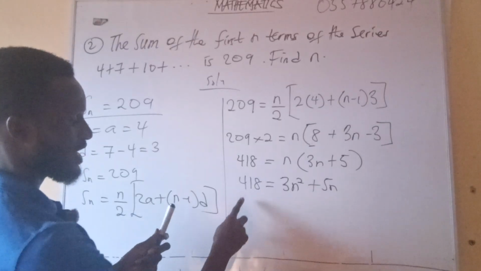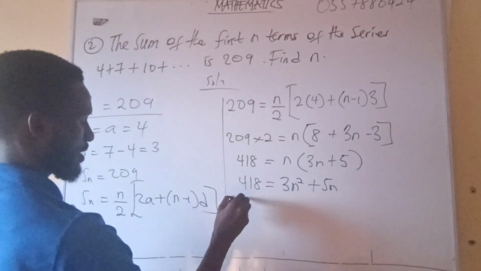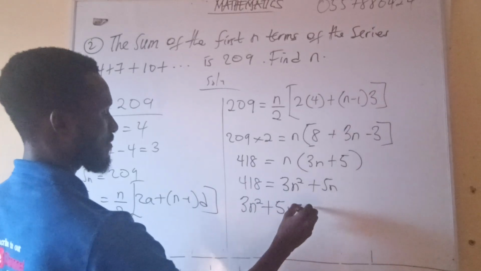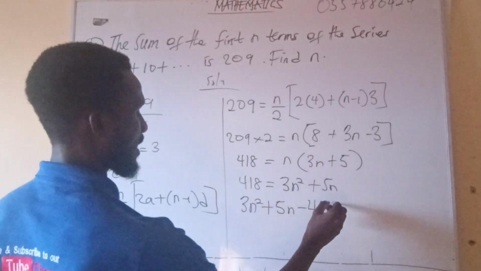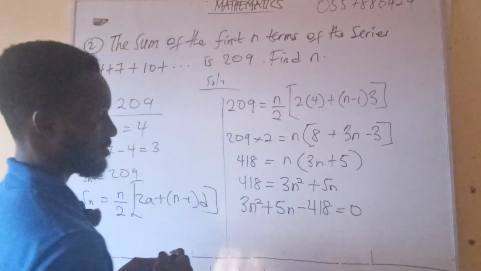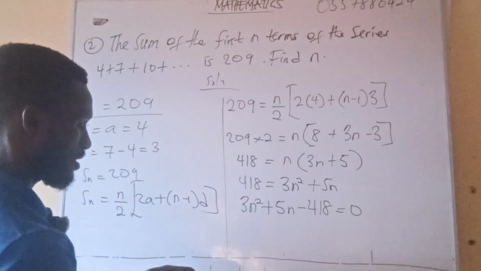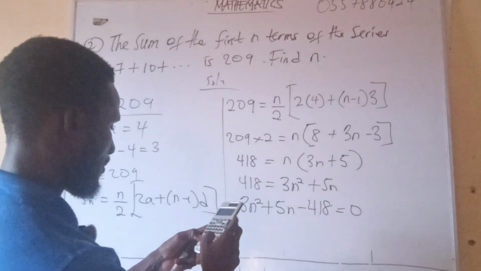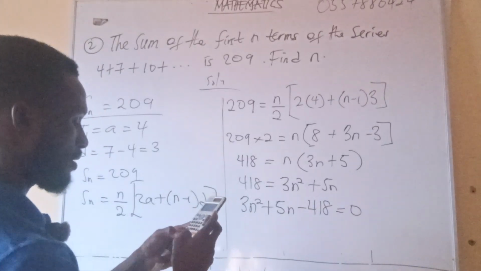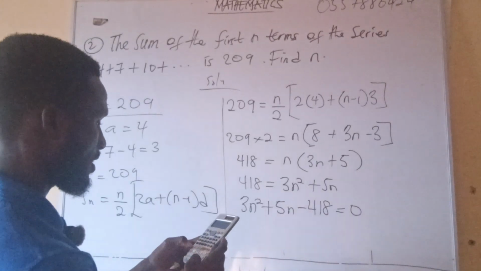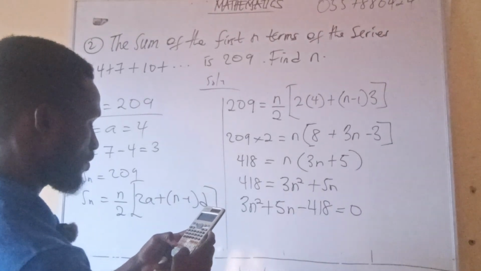So let me rearrange. I'm going to get 3n squared plus 5n minus 418 is equal to 0. Now at this point, you just need to factorize this one, then write the answer. I'm not going to waste time on factorizing because I'm not doing quadratic equations here. So use a calculator to get the two factors.